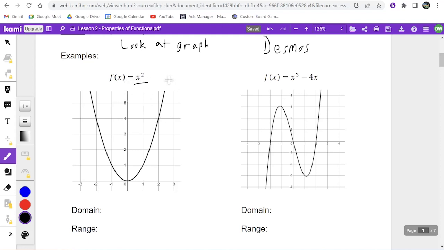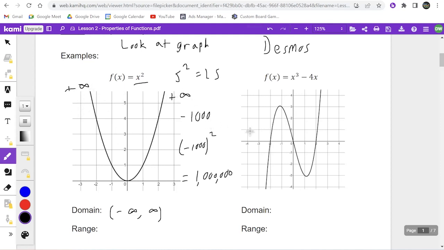Let me prove it. If you plug in 5, 5 squared is 25. If you plug in negative 1,000, well, negative 1,000 squared, you can plug that in your calculator. You get a result of positive 1 followed by 6 zeros. Yeah, it's 1 million. So no matter what value you plug in, you're going to get an answer at the end. What I'm trying to say is the domain is from negative infinity to positive infinity. And the way you can tell that on the graph is because this thing's just going to explode to positive infinity on both sides, which is exactly what it does.